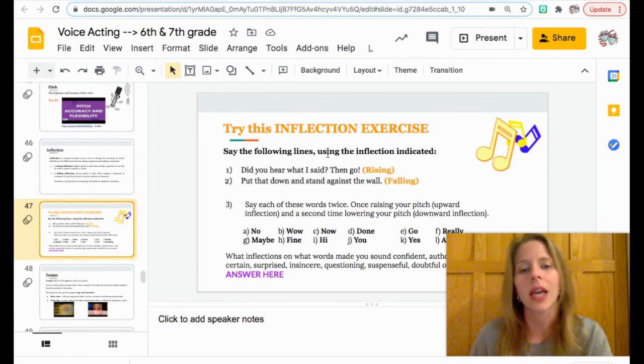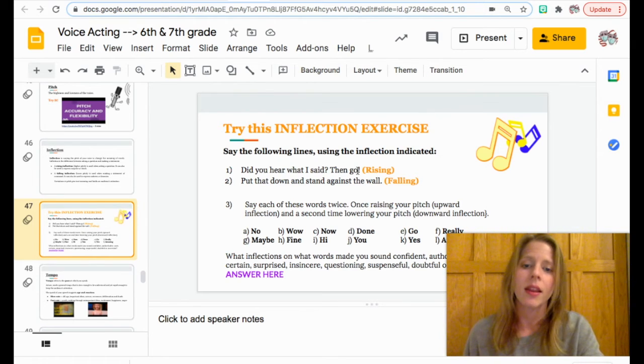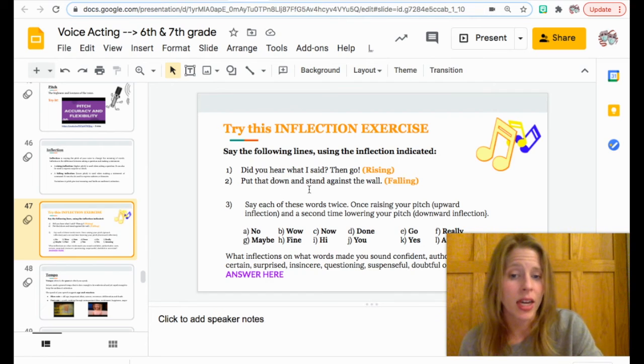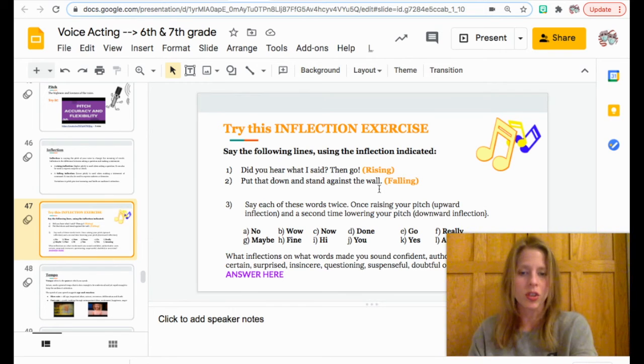So saying the following lines using the inflection indicated. Did you hear what I said? Then go. And then put that down and stand against the wall. Now, I didn't do rising or falling, because that's your job, right? You're applying what you just learned.